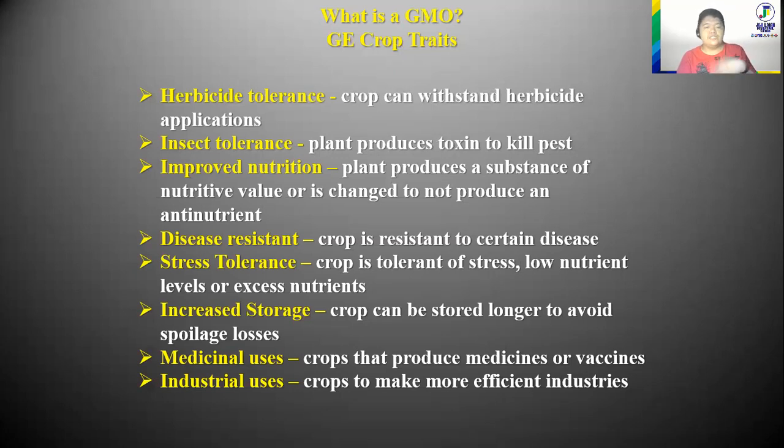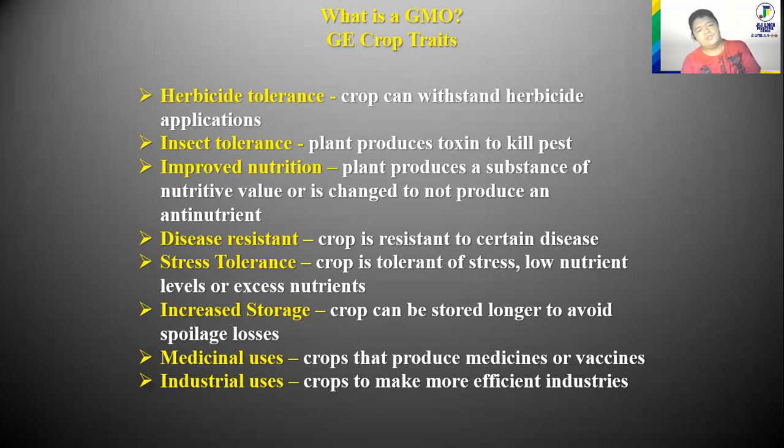So next is insect tolerance. That particular organism produces a certain toxin that could kill certain pests, like certain insects, like locusts, certain types of moths, and other bugs that can kill a particular plant. It can also improve the nutrition of the organism, changing its nutritive value or not producing a certain anti-nutrient.